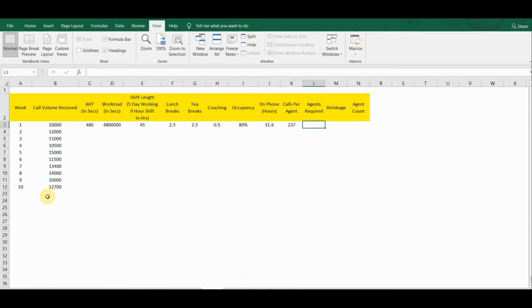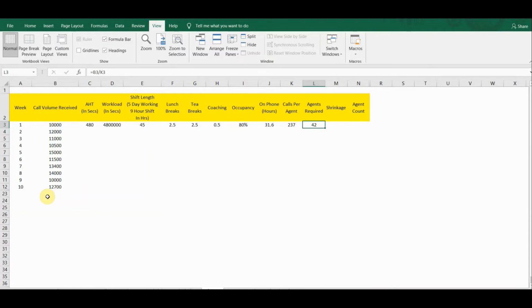Now to calculate the agents required, we simply divide the call volume by the calls taken per agent. That is 42 agents that will be required in the entire week to handle the 10,000 calls that we are receiving.